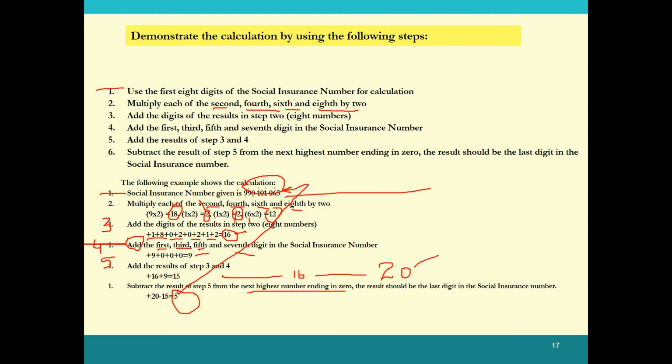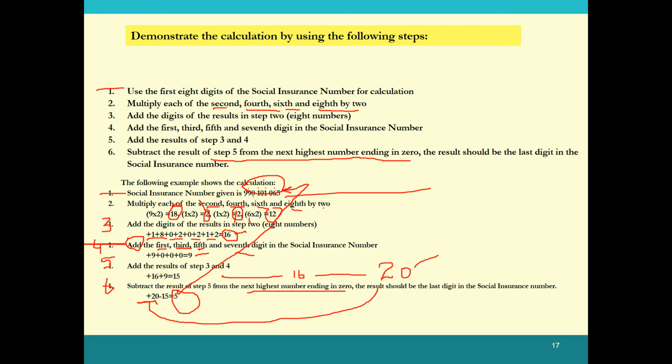All right. Now, the last step, which is step number 6, is we subtract the result of step 5 from the next highest number ending in 0. A little bit tricky. So, we know that the value is 15, which is step number 5. Then after 15 you count 16, 17, 18, 19, 20. We have to find the next number which ends in 0, in this case it is 20. So, we pick up this 20 right here and deduct 15 from it, and the result is 5 here.